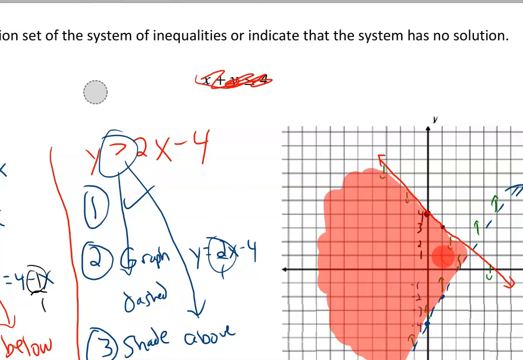So you need to find the region that does both of these things, below the red line, above the blue line. If you went to this region here, it's above the blue line, but it's not below the red line. It's above the red line. So that's why you don't want to shade this one in. And again, you have similar issues with the other regions. This is the only region that does both of these things. And that's how a system of inequalities works.